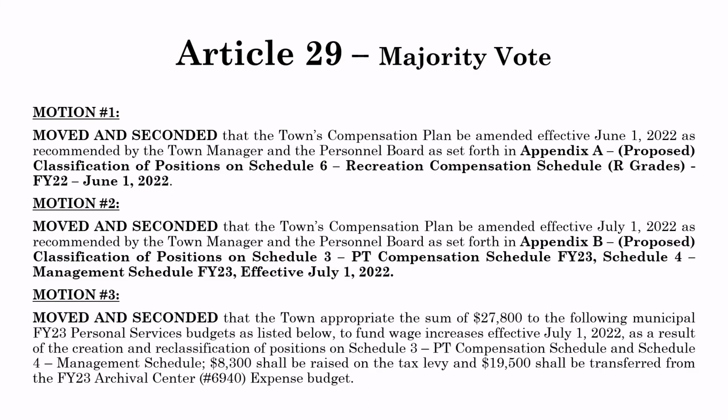Motion number 3, it is moved and seconded that the town appropriate the sum of $27,800 to the following municipal fiscal year 23 personnel services budget as listed below to fund wage increases effective July 1st, 2022 as a result of the creation and reclassification of positions on Schedule 3, PT compensation schedule and Schedule 4, management schedule. $8,300 shall be raised on the tax levy and $19,500 shall be transferred from the fiscal year 23 archival center number 6940 expense budget. All those in favor? All those opposed? The ayes have it.